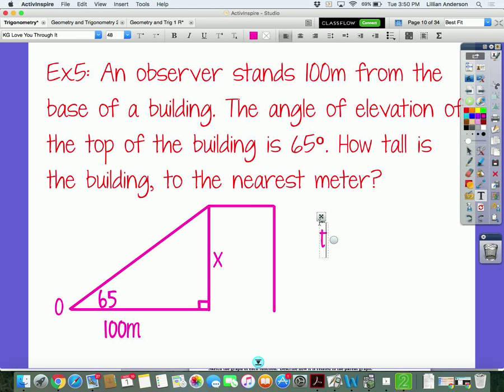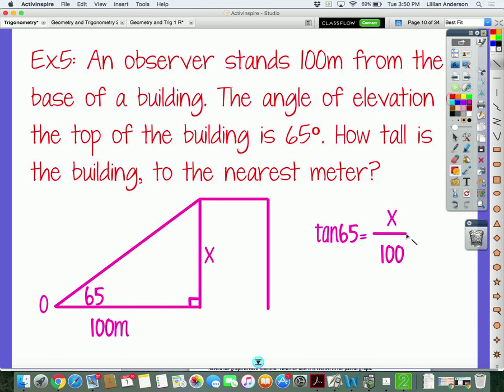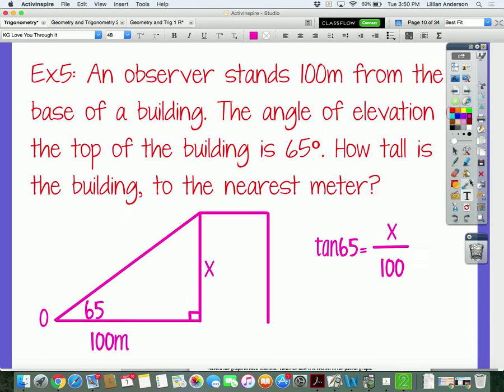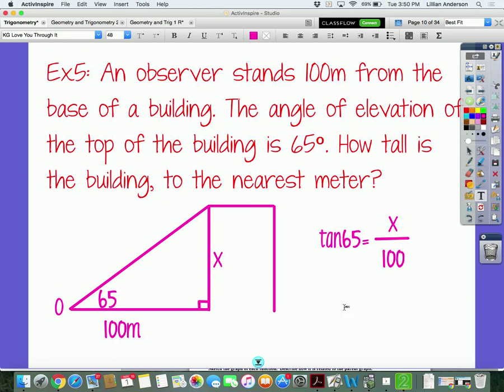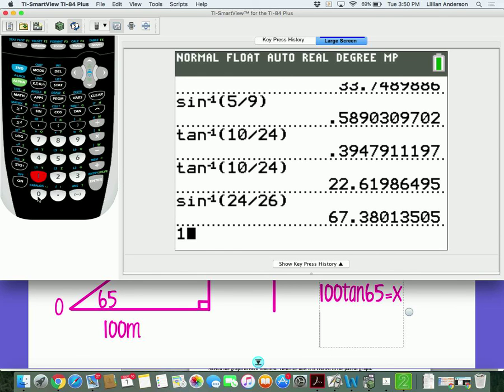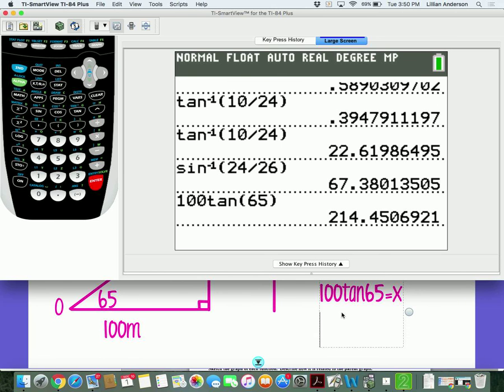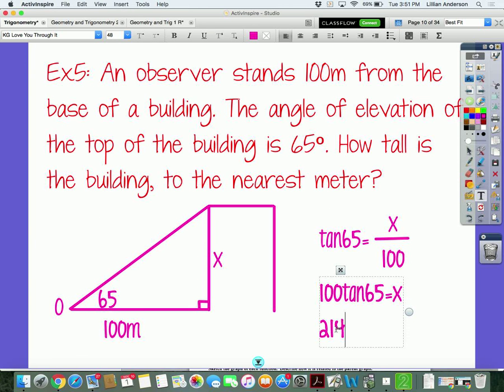You can recognize that we're going to use the tangent function. We always attach the angle to tangent, and tangent is opposite over adjacent, which is x over 100. Now, if the x was at the bottom of the fraction, we would multiply both sides by x and then divide by the tangent of 65. But because the 100 is in the denominator in this case, we're just going to multiply both sides by 100 and see that x is going to be 100 times the tangent of 65. And that's exactly what we plug into our calculator. 100 tangent of 65, close it off, and see that the height of the building to the nearest meter is going to be 214 meters.